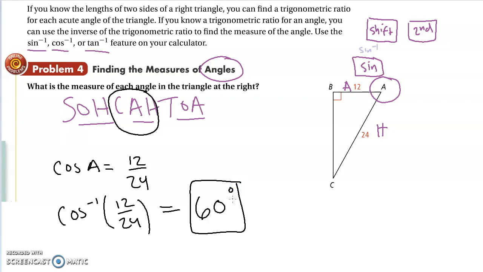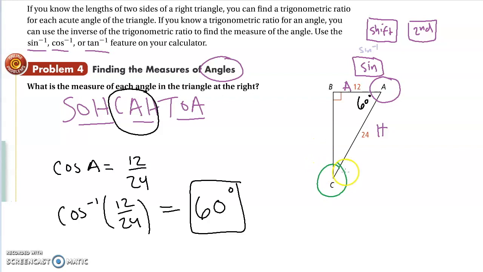Go ahead and use your calculator to type that in, and see if you can find the inverse cosine. See if you can type in 12 divided by 24 or 0.5, and you should get 60 degrees. So that means this angle is 60 degrees. Cool? Cool. Now, how would I find the measurement of angle C?